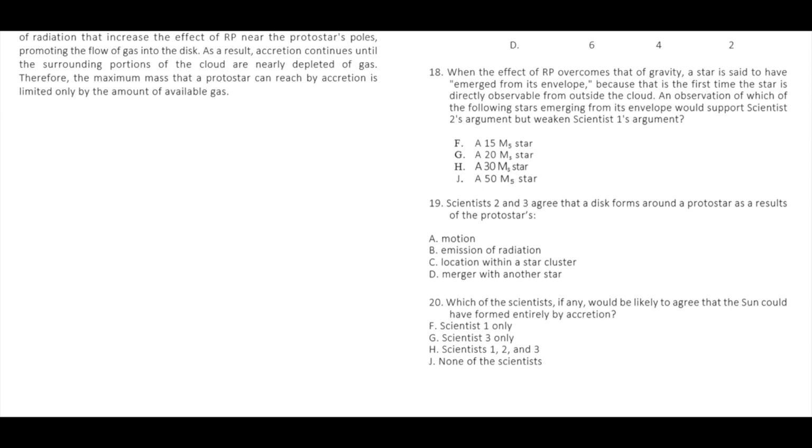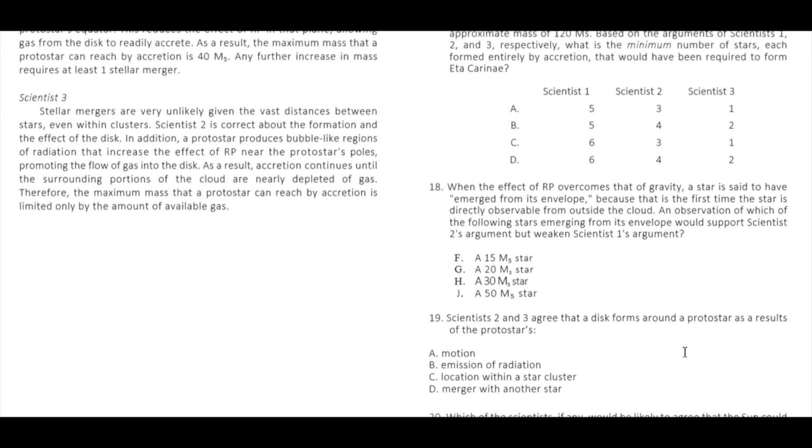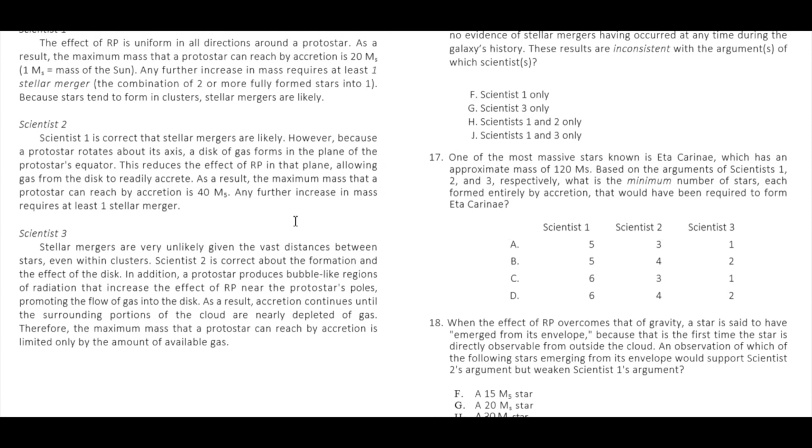Okay, so let's recap some of what we learned through this passage. One recurring theme was that there were very small pockets of the passage that were very important for multiple questions. The maximum mass that a protostar can reach from Scientist 1 and Scientist 2 was used in multiple questions, and for Scientist 3 the maximum mass was used in at least the last question. Additionally, we noticed that the words that are important in the questions are often italicized or bolded. In this case, inconsistent and minimum were already italicized for us.